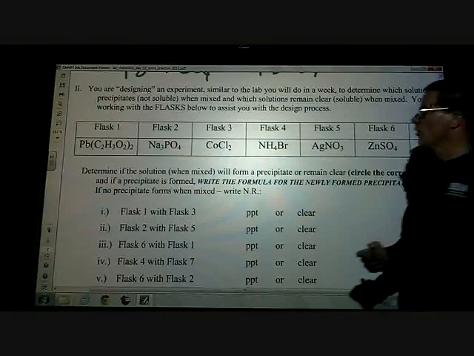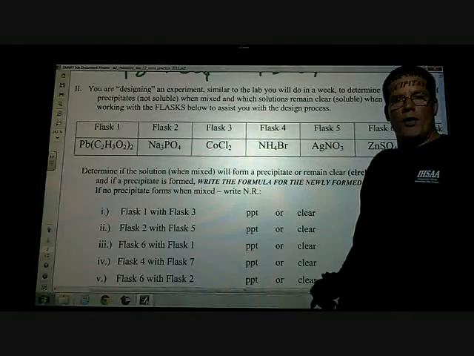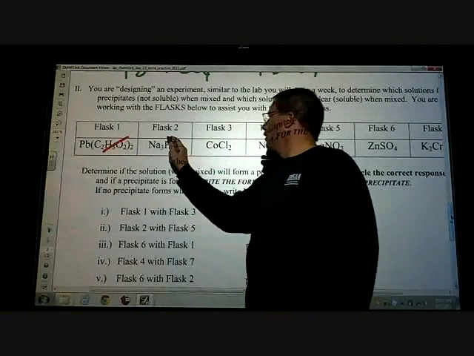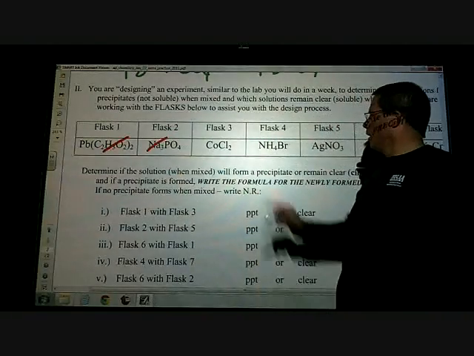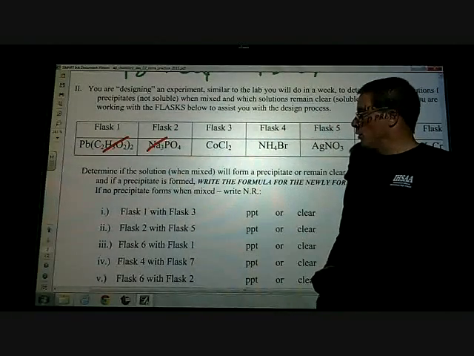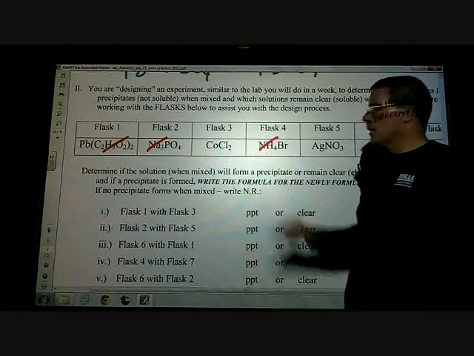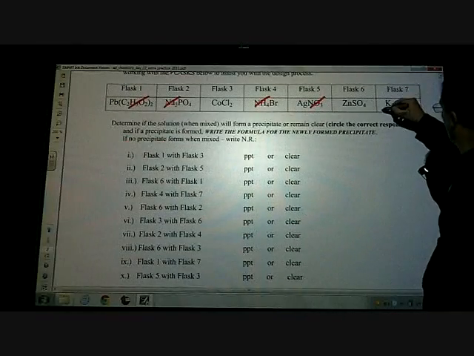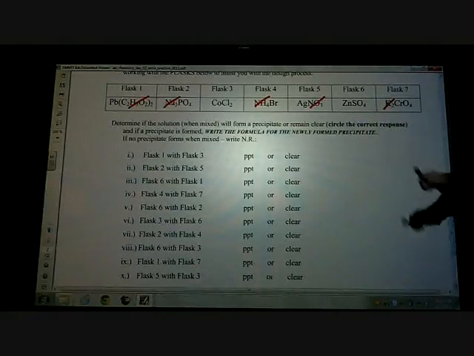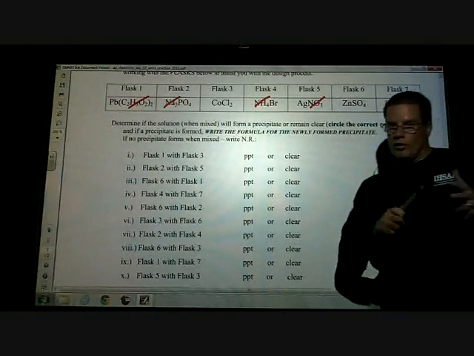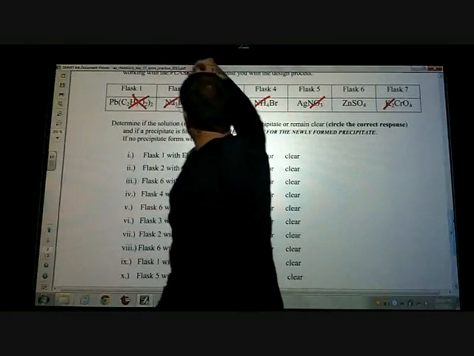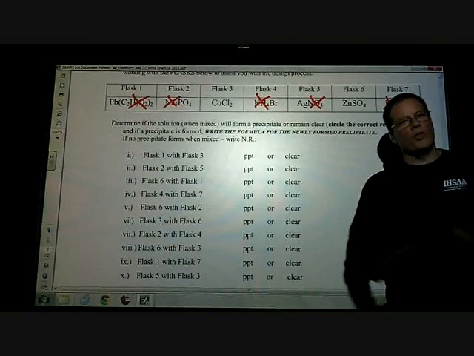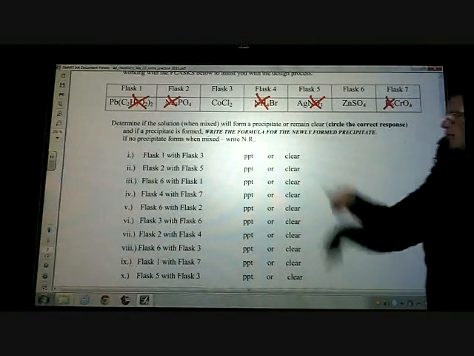All right, you've had a chance to work this out. Go through, cancel out all the things that cannot form a precipitate. Acetate does not form a precipitate. Sodium cannot form a precipitate. Cobalt and chlorine can form a precipitate, so don't cross those out. Ammonium cannot form a precipitate. Nitrate cannot form a precipitate. And then potassium cannot form a precipitate. Zinc can, sulfate can, and chromate can. So that's the first thing. Go through and cancel those out so that you don't accidentally put them as something that forms a precipitate. And again, know your solubility rules. Because if you know your solubility rules, this flies.